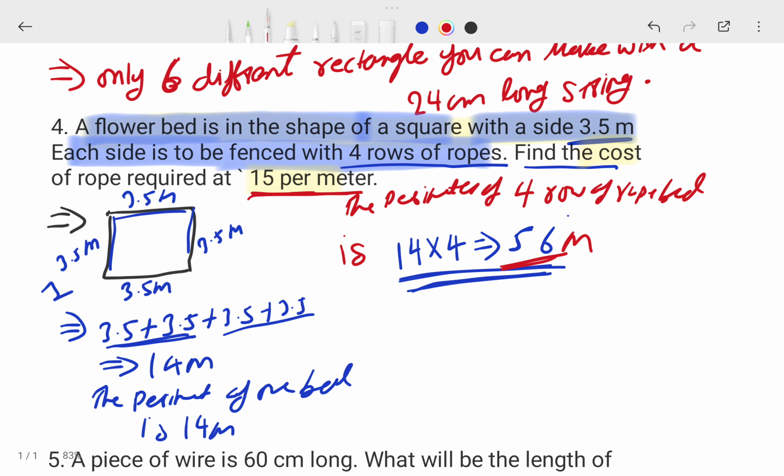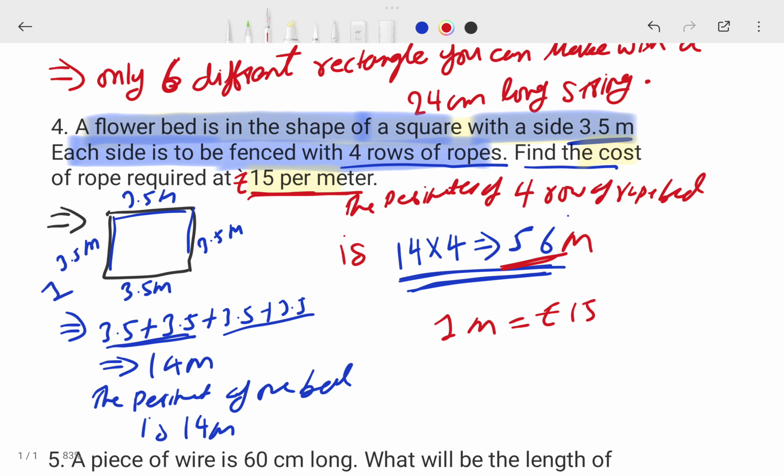Okay, so it is telling 15 rupees per meter. Now, the price of 1 meter is 15 rupees. So how much is the total perimeter? 14 into 4, it's going to be 56.